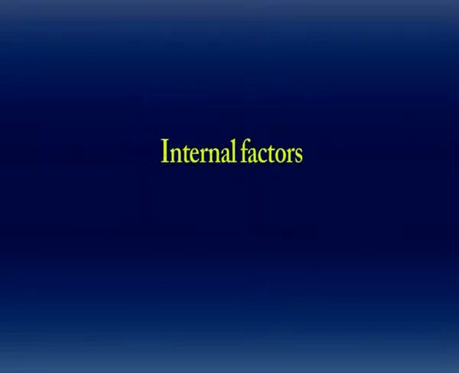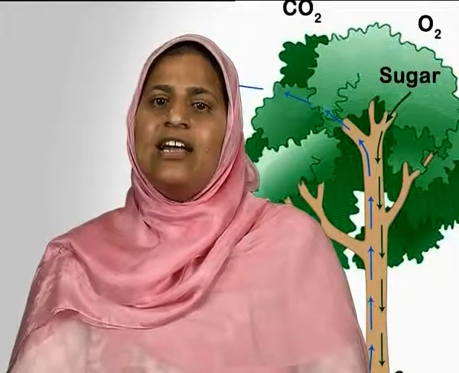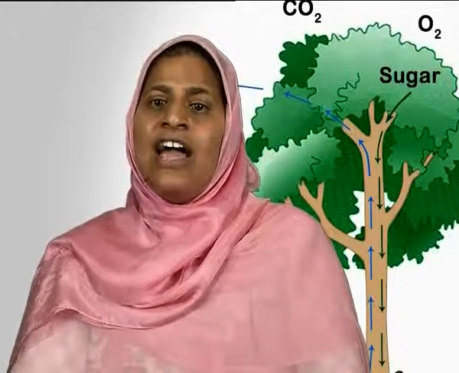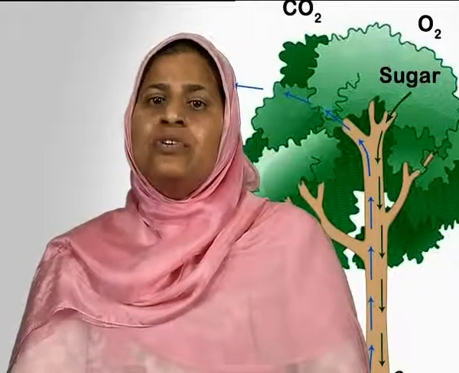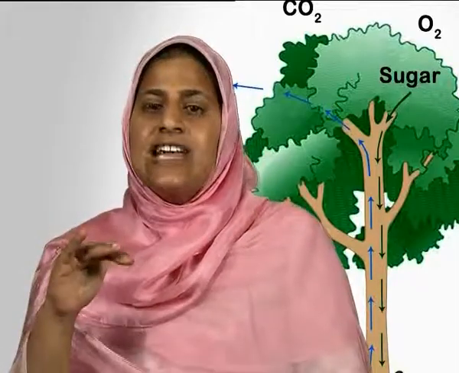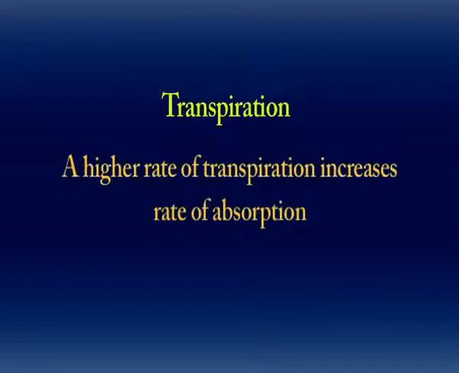Now let us talk about the various internal factors. The first one is efficiency of root system. A plant with a deep and elaborate root system can absorb more water than one having a shallow and superficial root system, because deep roots are always in contact with groundwater at different levels. Second one is transpiration. The rate of absorption of water is almost directly proportional to that of transpiration. A higher rate of transpiration increases the rate of absorption.